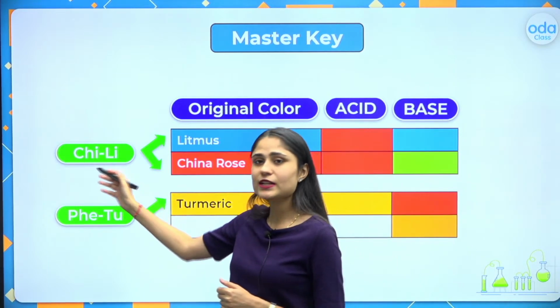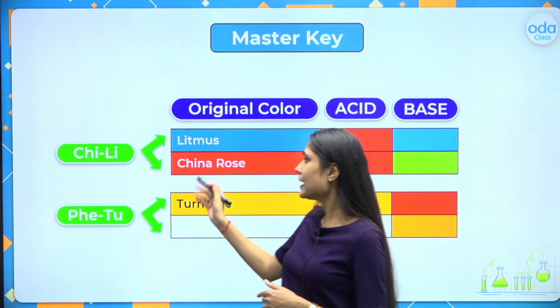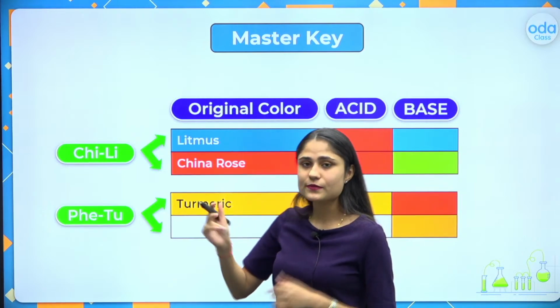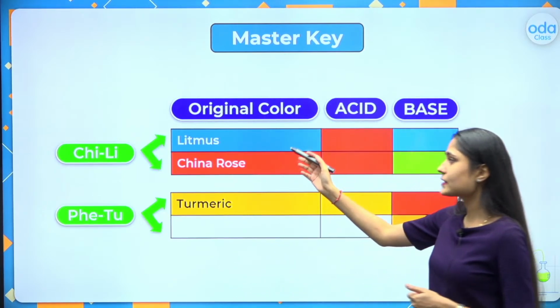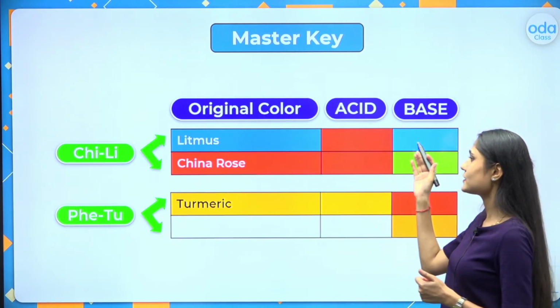So, it is Chi-Li, right? Chi-Li, that stands for China rose and litmus. So, litmus is naturally purple or blue in color. In acid, it's red. In bases, it's blue.